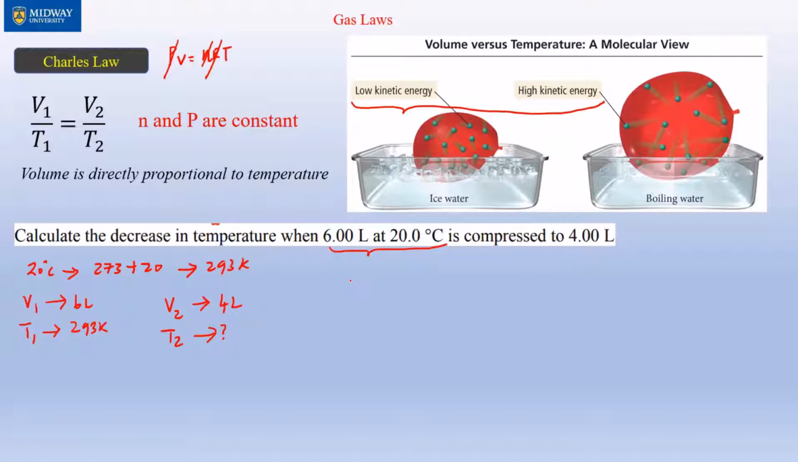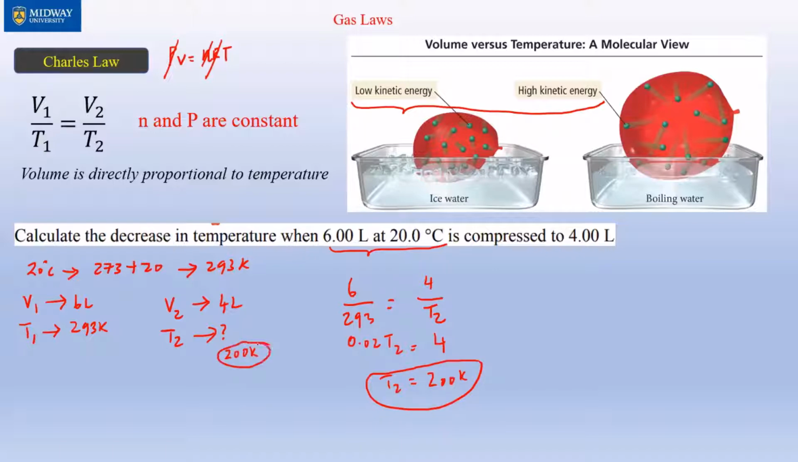So V1 over T1 would be 6 over 293 equals 4 over T2, right? So that's 6 over 293, which is 0.02. T2 equals 4 over 0.02. So it's roughly 200 Kelvin, right? And clearly our hypothesis was right, because volume went down, temperature has to go down, right?